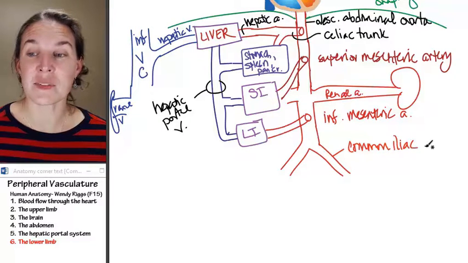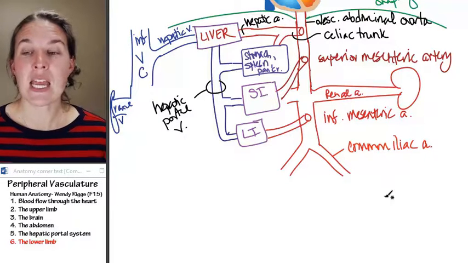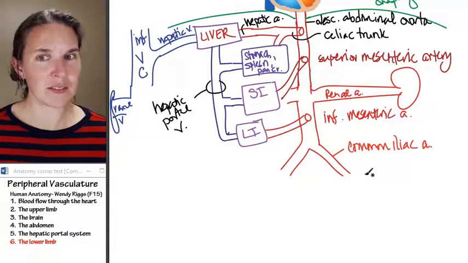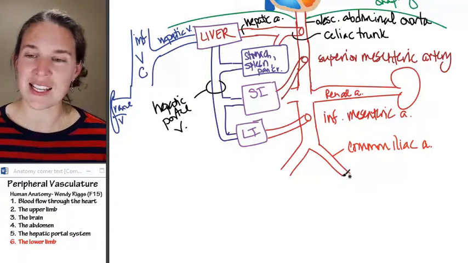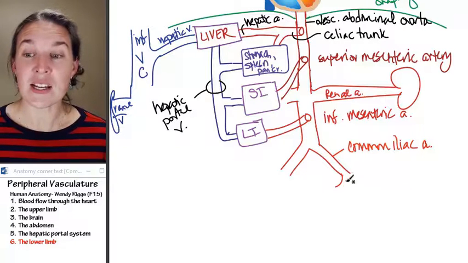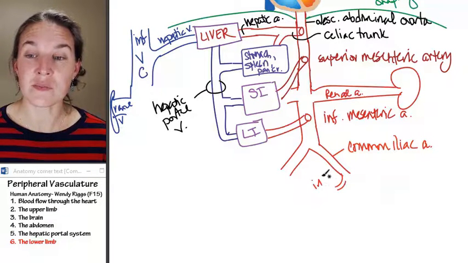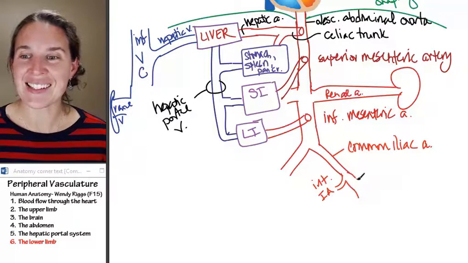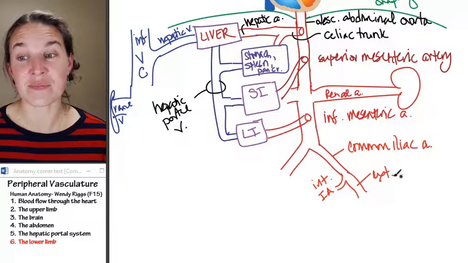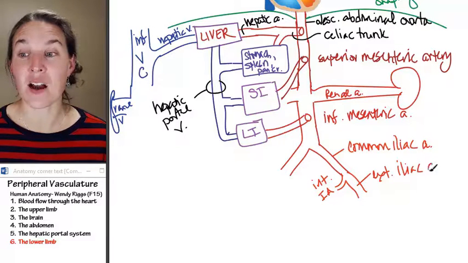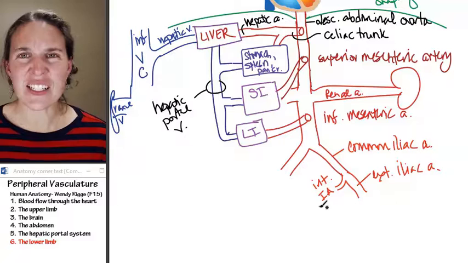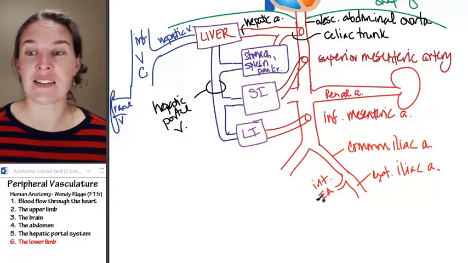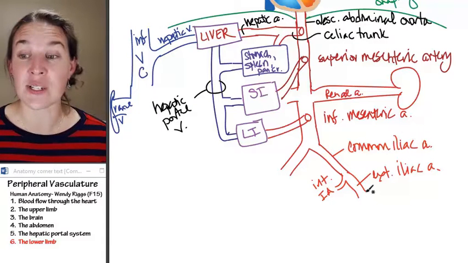iliac artery. The common iliac artery, if you think of there being a common, like the common carotid, well, we didn't exactly do that, did we? There is an internal iliac artery and an external iliac artery. The internal iliac artery feeds pelvic structures. It doesn't actually leave the abdomen. The external iliac artery does.